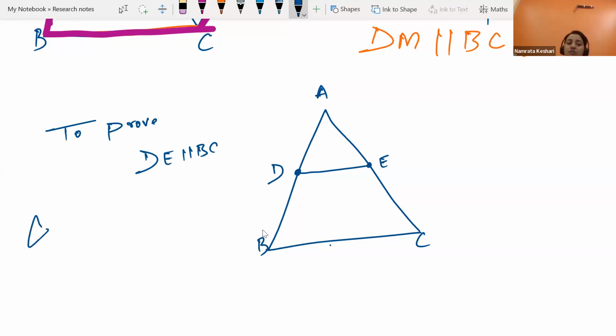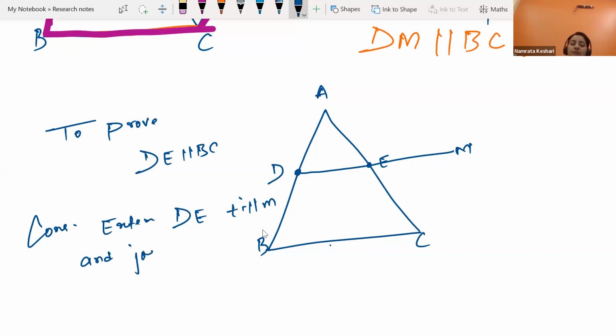We are doing one construction at first: extending DE till any name you can give, M, and joining C and M, like this.